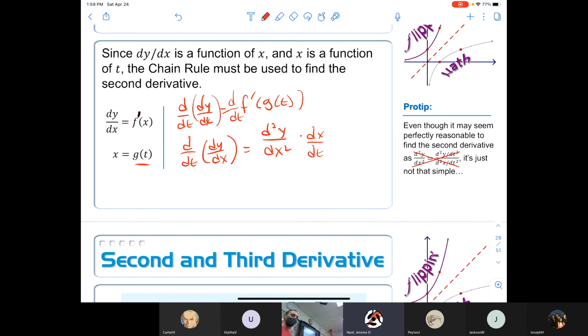And then we would want to solve this thing for the second derivative. We solve this by dividing by dx/dt to the other side. And then this gives us our formula for the second derivative. So it is the derivative with respect to t of the derivative of y with respect to x, over the derivative of x with respect to t.